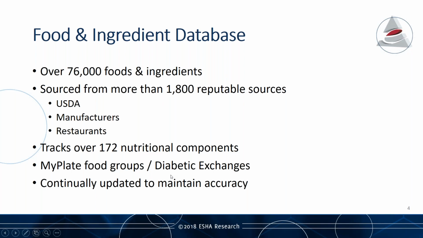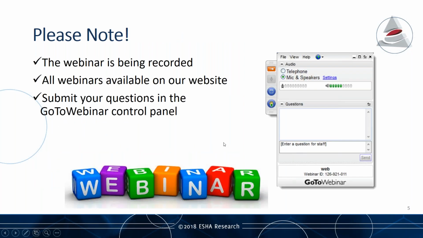The database inside of the food processor is comprised of about 76,000 foods and ingredients sourced from about 1,800 reputable sources, including the USDA, Health Canada, many restaurants, food manufacturers, and more. It tracks over 172 nutritional components, including MyPlate, diabetic exchanges, and is continually updated to maintain accuracy.